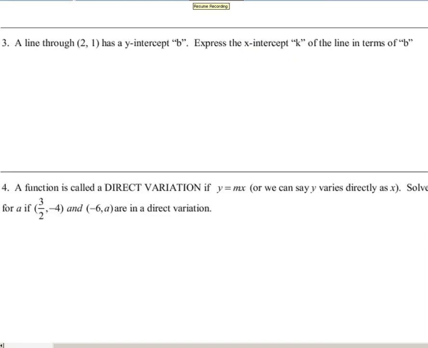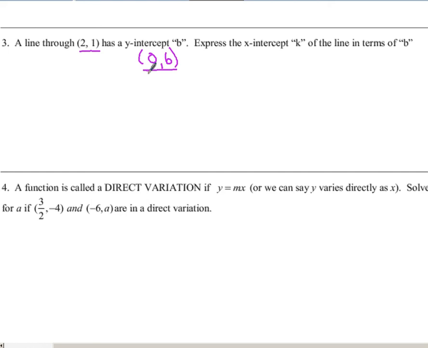All right, if we've got a line that's going through the point (2, 1) and has a y-intercept of b, let's think about the ordered pair for the y-intercept. The y-intercept being b, that ordered pair would be (0, b), right? So right now we've got one point, we've got a second point, and we're supposed to express the x-intercept k of the line in terms of b.